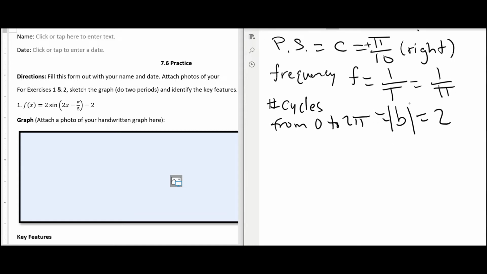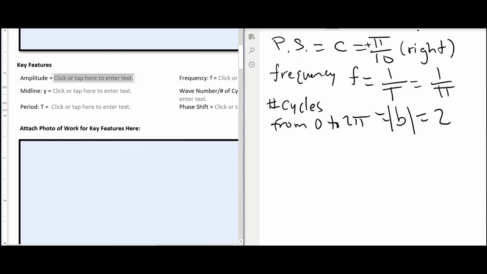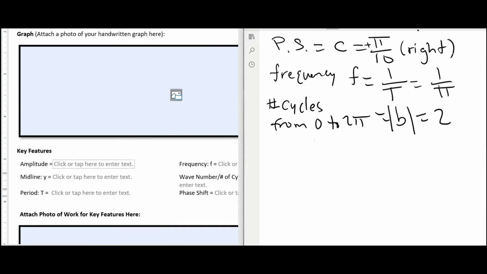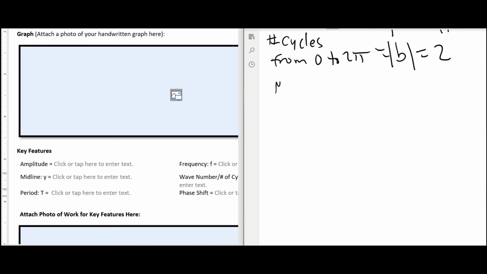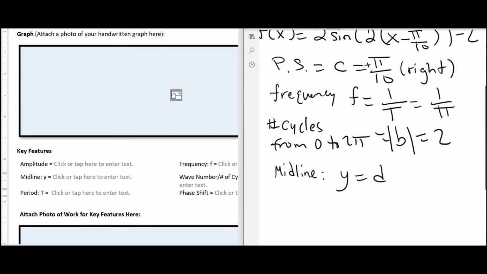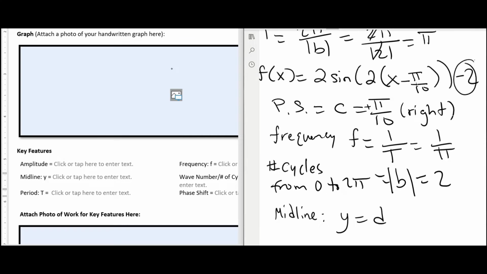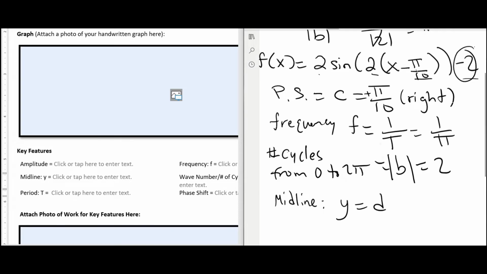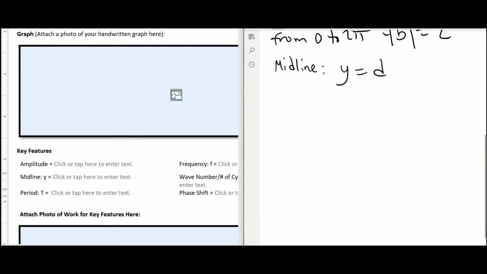So now the other thing that we want to find is, let's look at our key features on the Word document. So we got the phase shift, wave number, frequency. So it looks like we got everything except for the midline, right? So let's do the midline. The midline is y equals your D term. Your D term, remember, is the term on the outside here. So, you know, it goes in order, A, B, C, D, right? So that's your D term. So your midline is y equals -2.